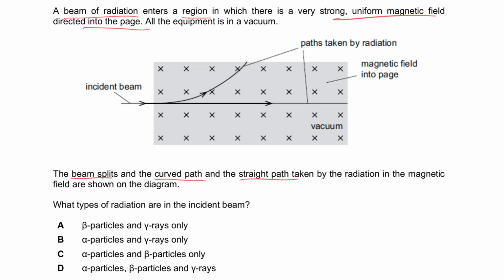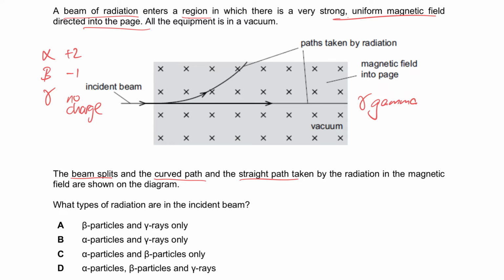Let's recall the three types of radiation. You have your alpha, which is a helium nucleus, with positive charge +2, and you have the beta, which is basically an electron, which is -1, and lastly you have your gamma ray, which has no charge because it's just an electromagnetic wave. Now let's look at this beam here. Because it's not affected by the magnetic field, you should know that it must be your gamma radiation. Because it has no charge, it will not be deflected by the magnetic field.